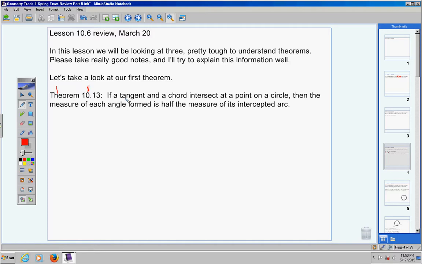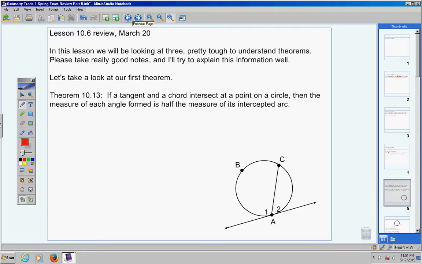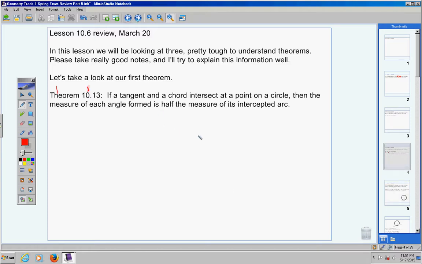Know the theorem word perfect if you want to, but more important than knowing it word perfectly is, do you know what the theorem actually means? So here we go. If a tangent and a chord intersect at a point on a circle, then the measure of each angle formed is half the measure of its intercepted arc. Now that's not really easy to understand. Let me try to explain that to you.